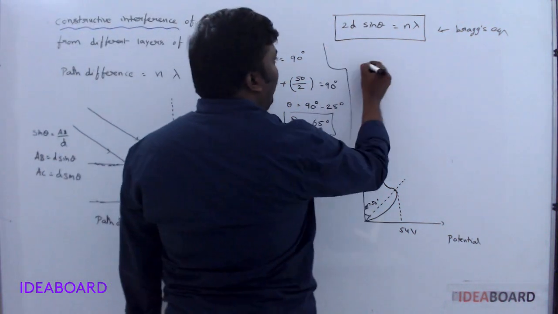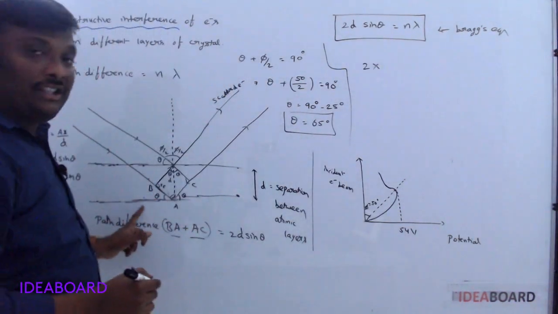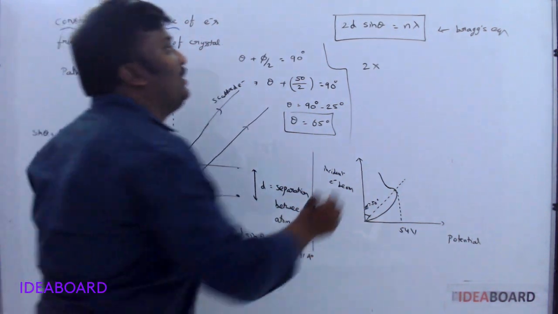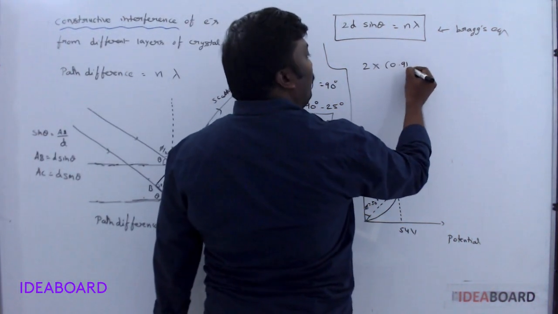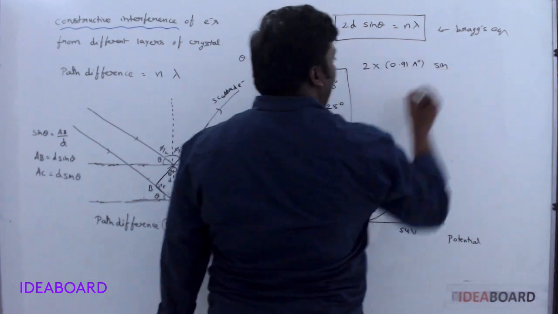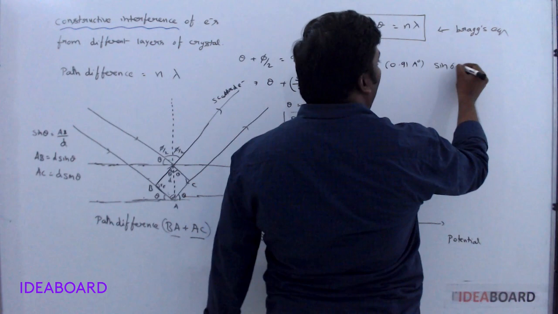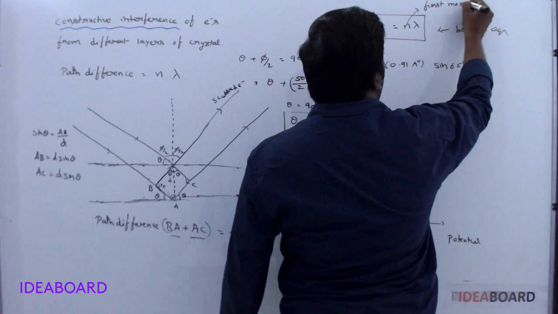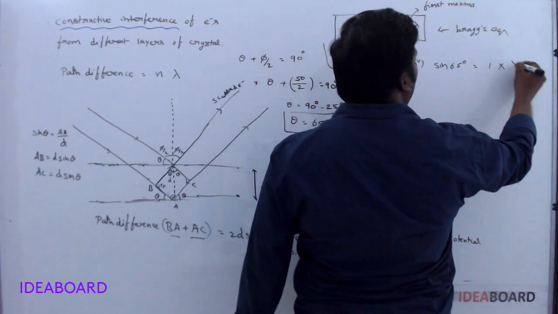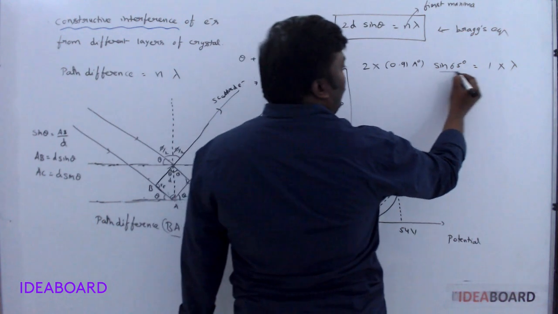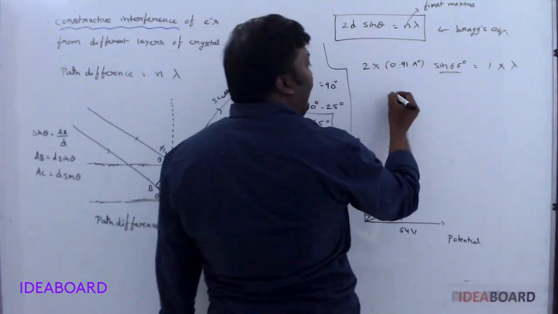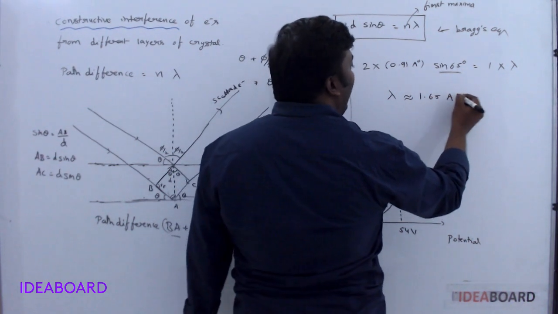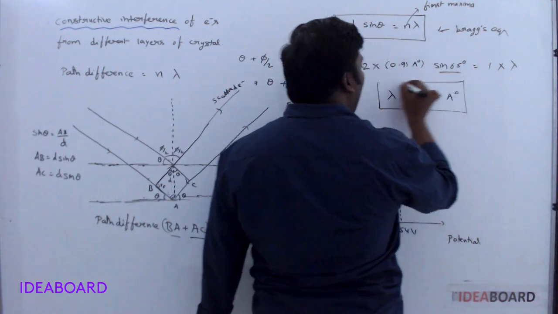So 2 into, this is nickel crystal. For nickel crystal, d value is 0.91 angstroms. So d value is 0.91 angstroms. Sine theta value, we got 65, and for first maxima n is equal to 1 into lambda. So if you substitute the sine 65 value and multiply, then the lambda value coming is nearly 1.65 angstrom units.